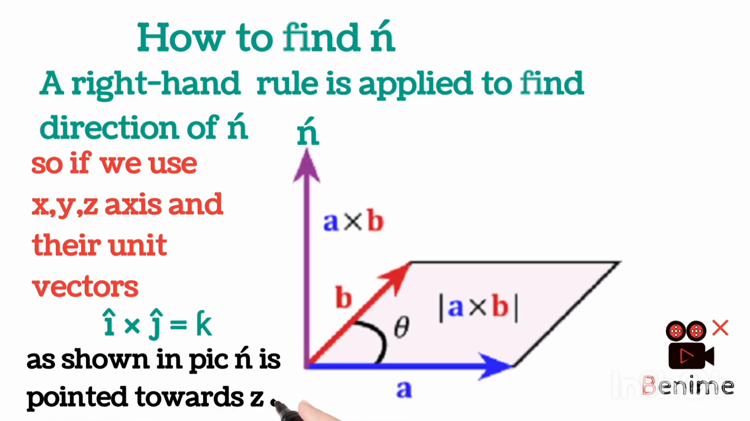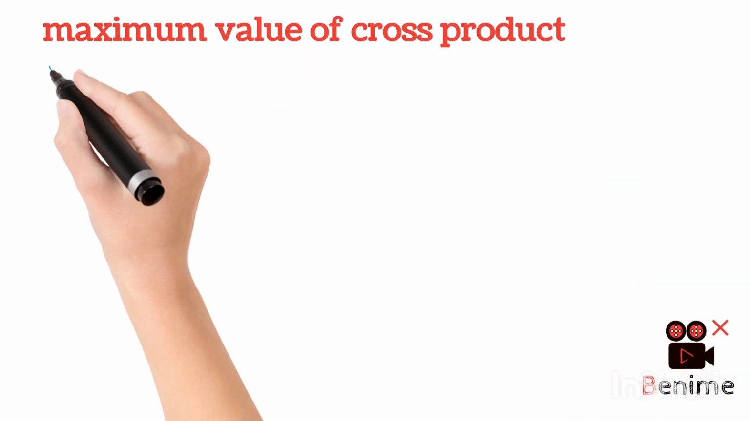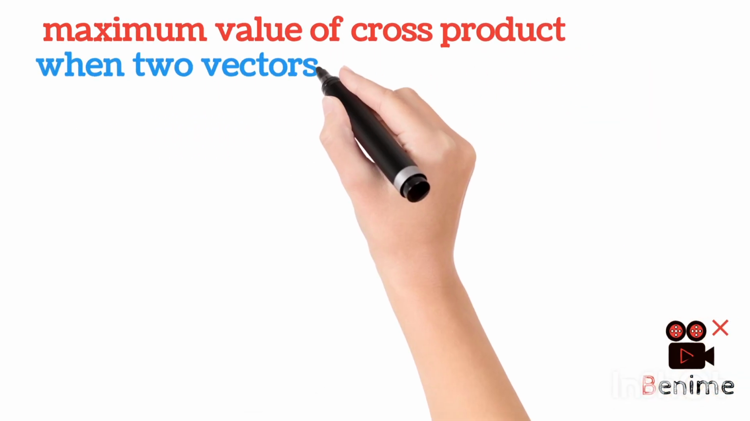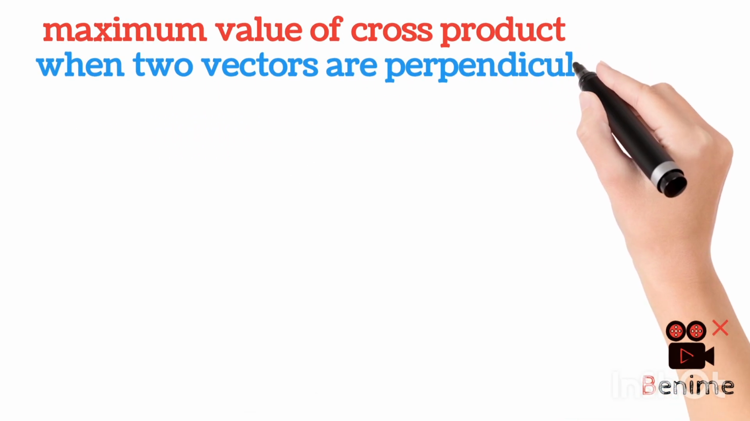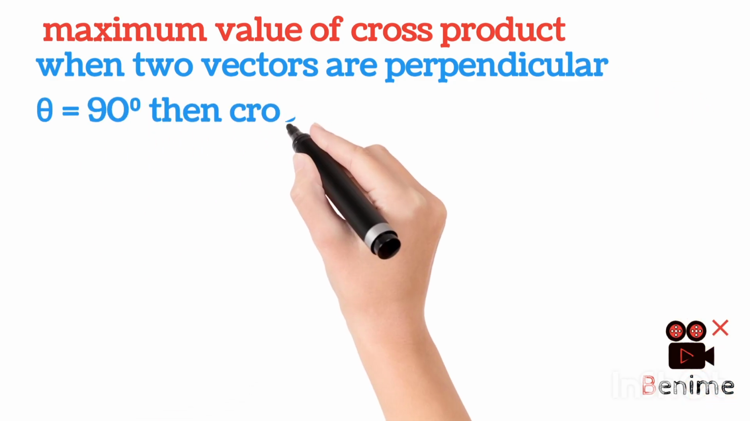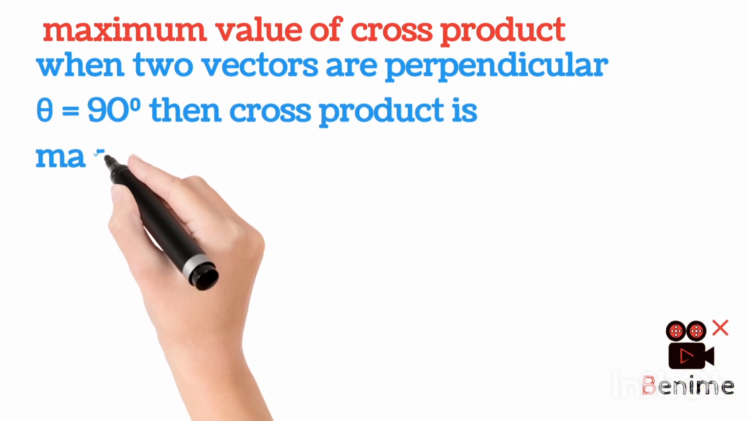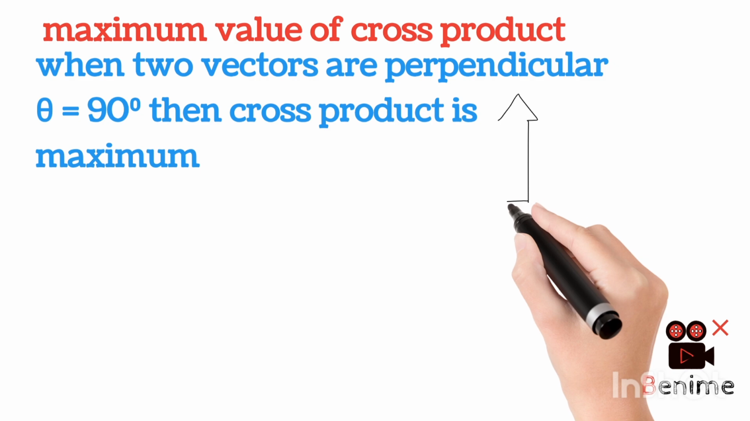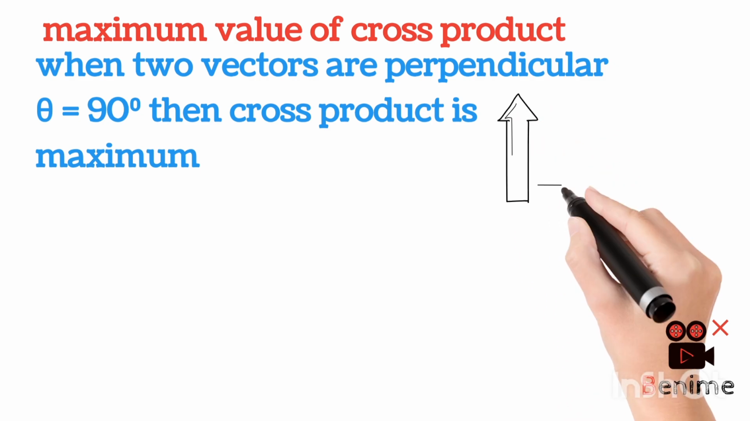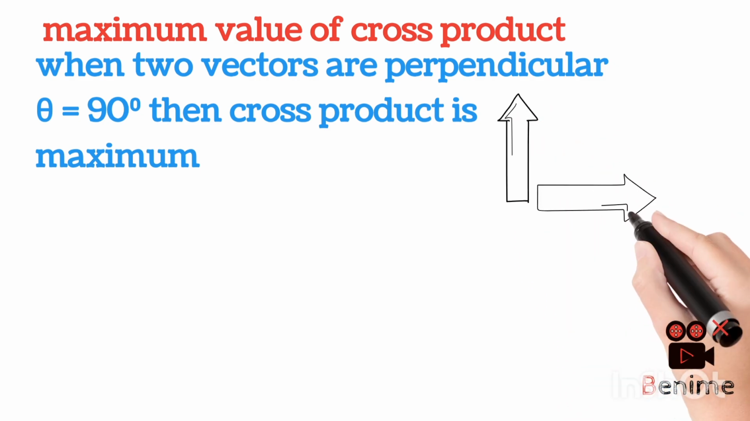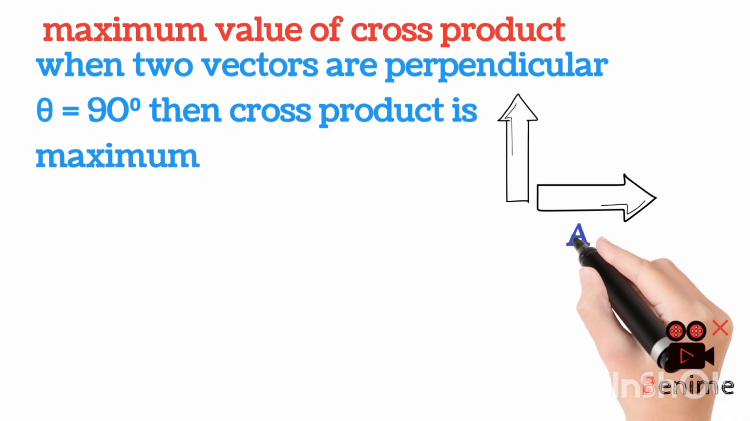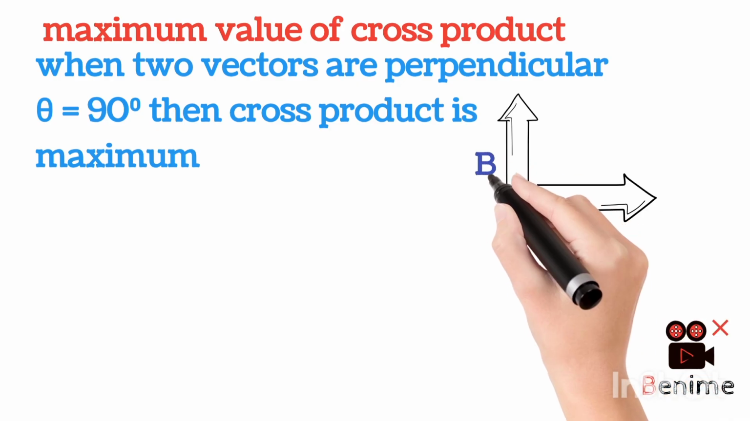The cross product will be maximum when two vectors are perpendicular because the angle between them will be 90 and sin 90 is equal to 1, so the magnitude will be maximum. Here, two vectors A and B are given and arrows show they are perpendicular to each other, so the cross product in this case will be maximum.